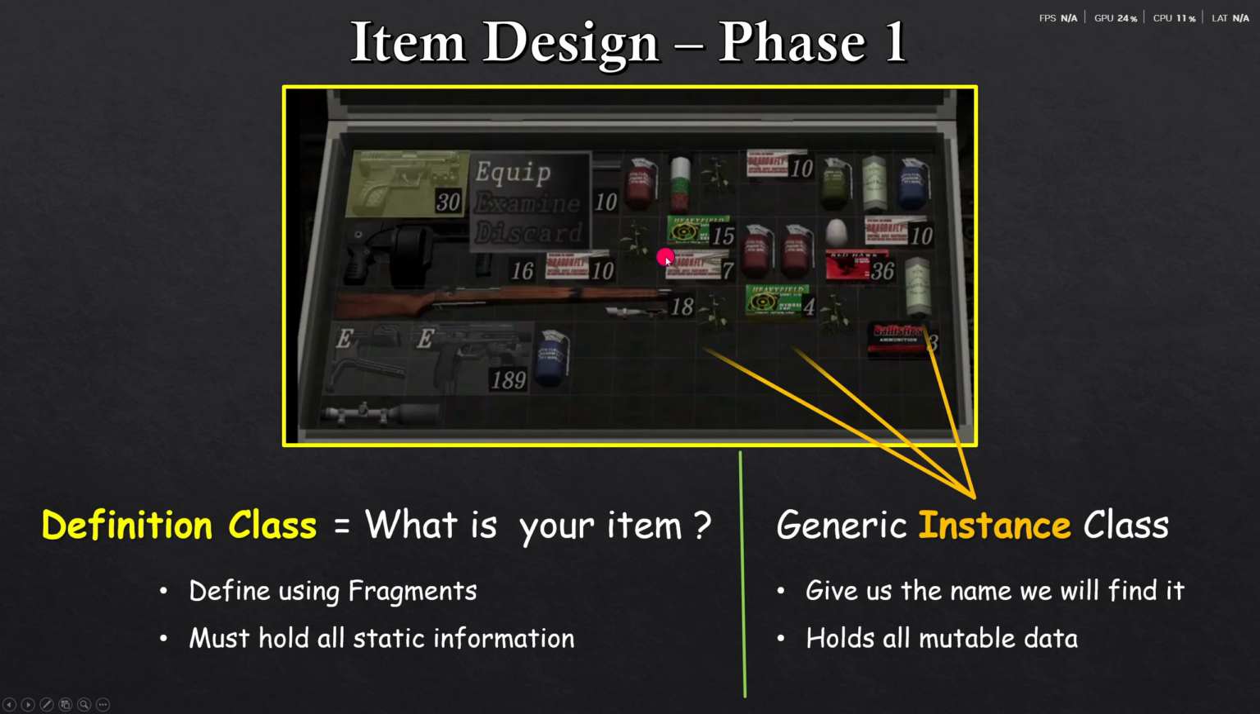Instances are the actual items that are placed in your inventory. These three rifle ammunitions are of class rifle ammo definition, and from that definition you created three instances of it in your inventory. So now you hold three rifle packets with different number of bullets in them. Another thing that you need to keep in mind is that it is going to hold your mutable data. So for example, if this is a gun, it will upgrade. So whatever upgrades you will do, it will be stored in the instance.